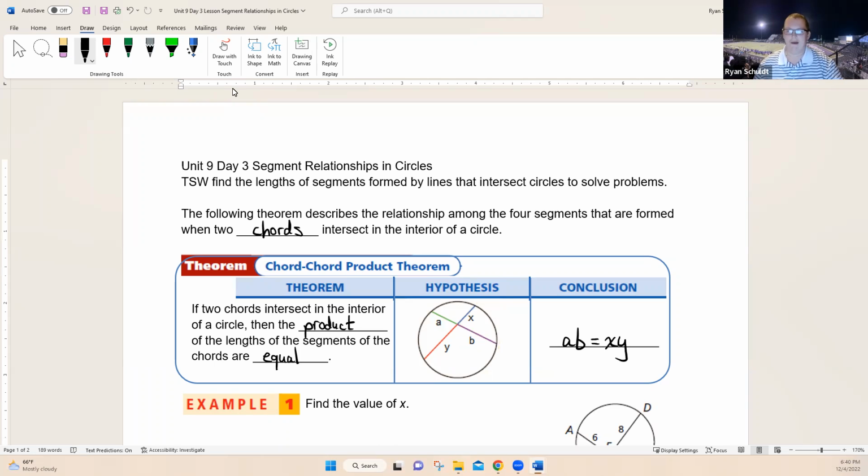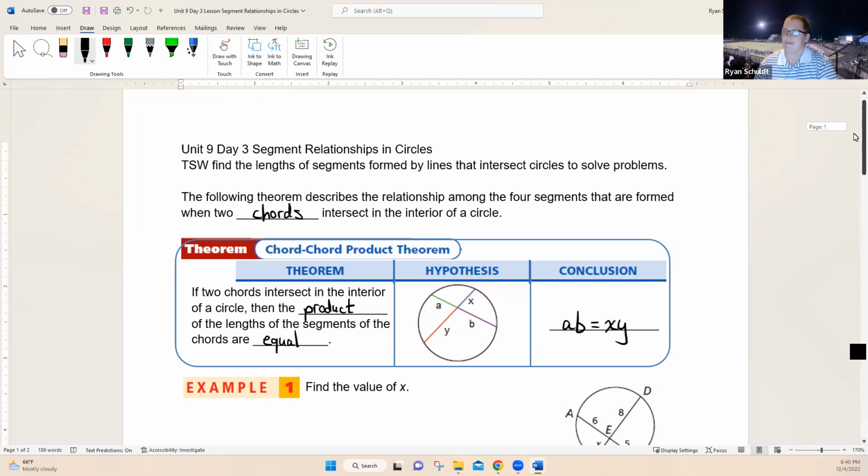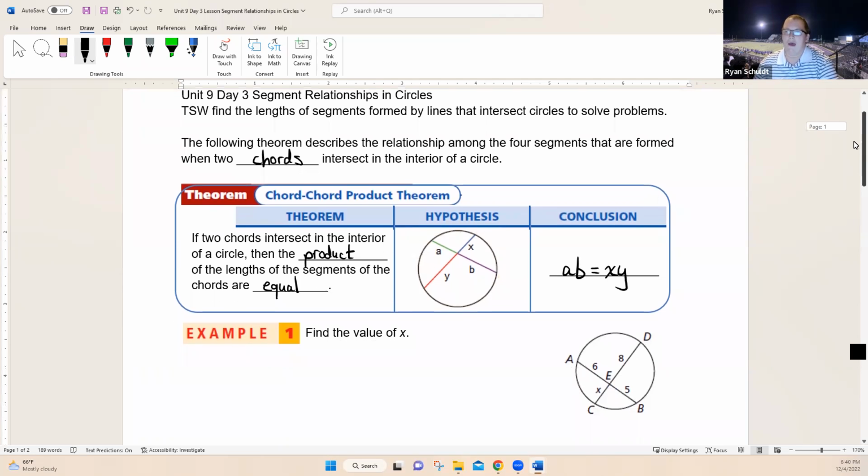That B sounds really country. A times B. Anyways, I don't know what's gotten into me, but we'll keep going.